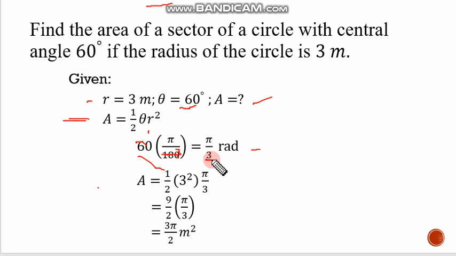Using this for our theta, the area of the sector is equal to 1/2 times r squared, which is 3 squared, which is 9, times pi over 3. So 9 over 2 times pi over 3. So 9 pi over 6, which is equivalent to 3 pi over 2 meters squared. Meters squared because our radius is in meters, so m times m is m squared.